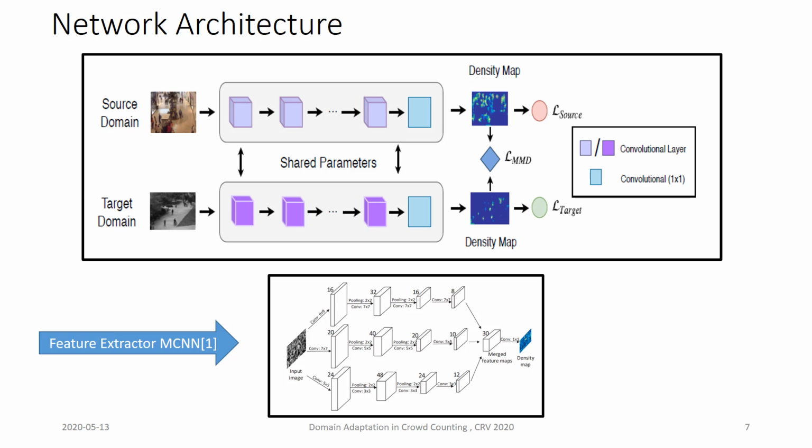So this is our network architecture. We have two streams in our network architecture, the source stream and the target stream.